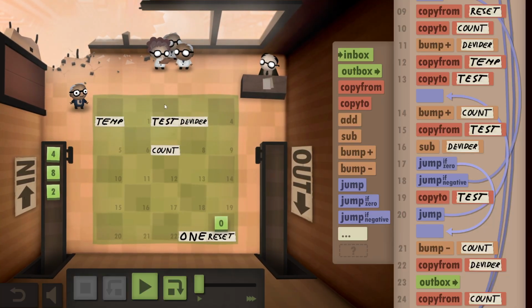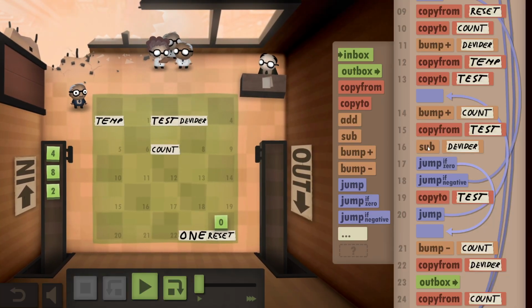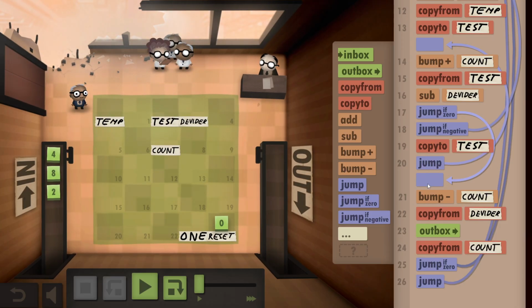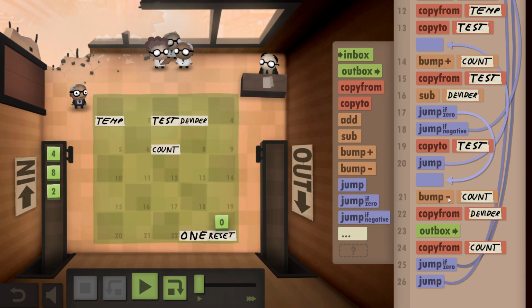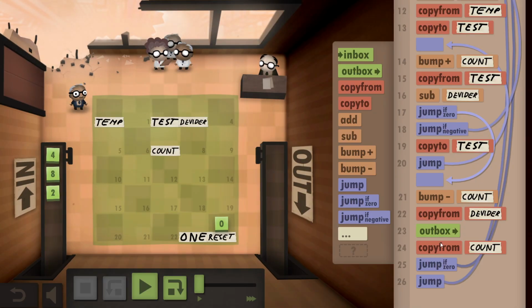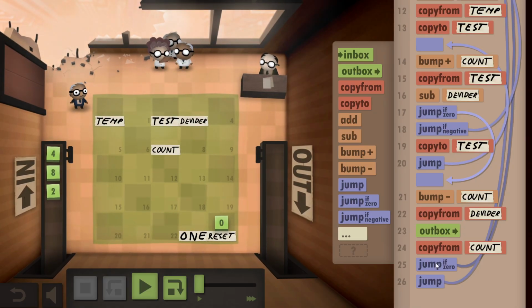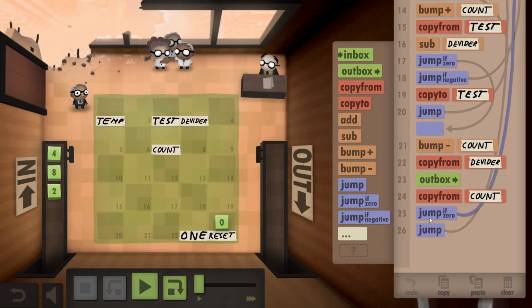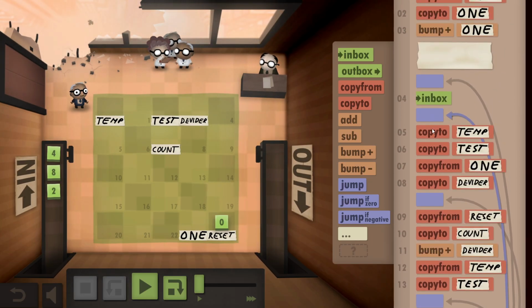If it's neither, we put the number back to test. And then we do it over. Bump the count. Okay. If it's 0, minus bump the count. That might be the problem. It was working, so I don't know. There is a mistake. I just need to figure out where. Copy from divider outwards, copy from count. If the count is 0, you inbox again. Okay, so that's a full reset. If the count is not 0, we do it again.